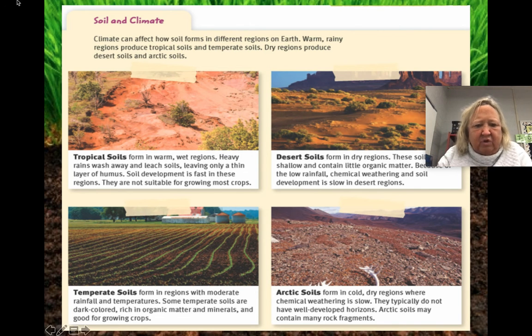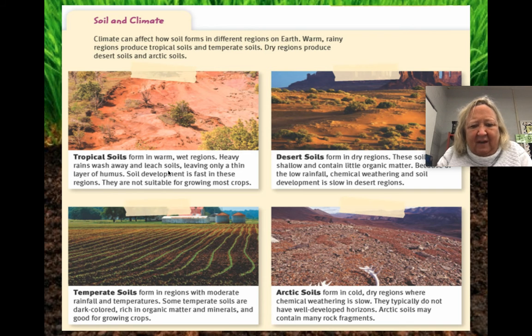Okay, so here are four different types of soils. First of all, there's tropical, which would form in warm, wet regions. Can you think of somewhere like that? Well, in the United States, I would think of like Florida, Florida being probably the most, southern Alabama, southern Mississippi.